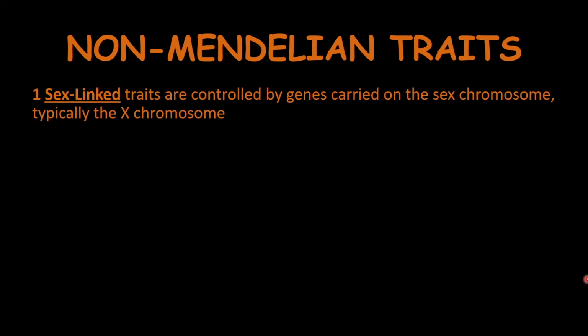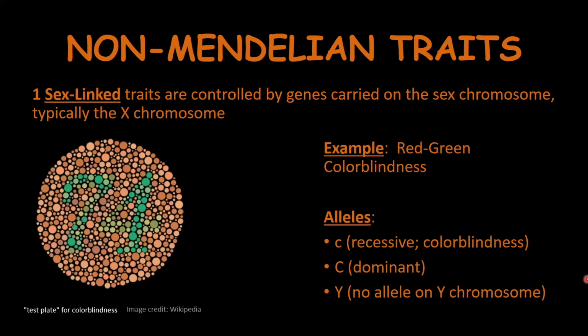All right, so now we'll get into some non-Mendelian traits. We're going to go over 4 different types. So the first one we're going to talk about are sex-linked traits, and they're controlled by genes carried on the sex chromosomes. And it's typically the X chromosome, just because it's bigger, it has more room. And so, for example, red-green color blindness, and it's a commonly known fact that this type of color blindness shows up more in males, and that's because they only have one allele for this particular trait. So if that allele is recessive, then it's going to manifest.